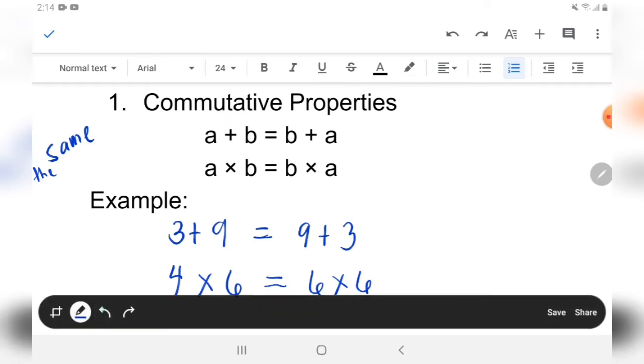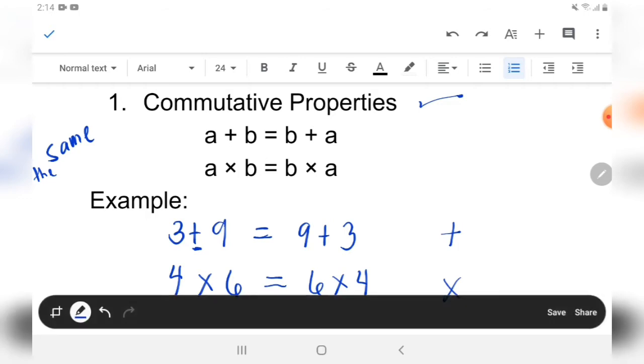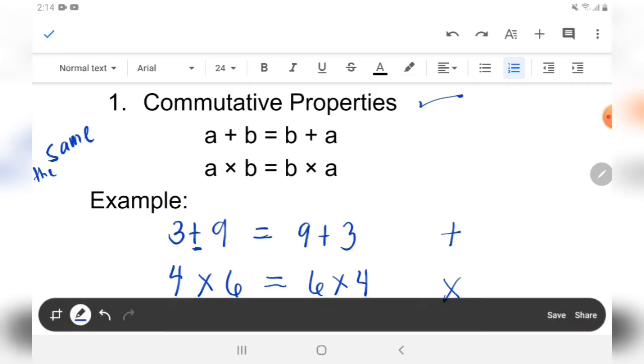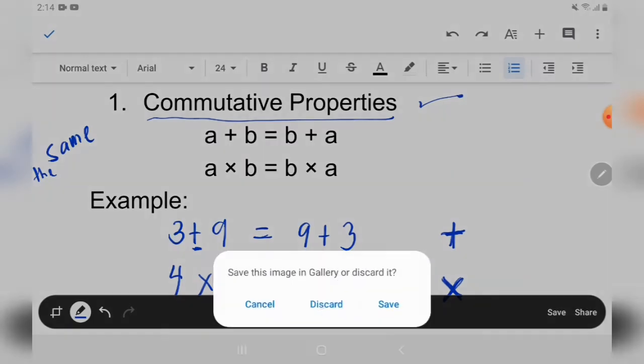Again, 6 times 4. It means that in commutative properties, the numbers that can be added when we use plus and then we multiply in any order, the result will remain the same. The order in which the two numbers appear does not matter. So in here, in commutative properties, we use the operator plus and times.